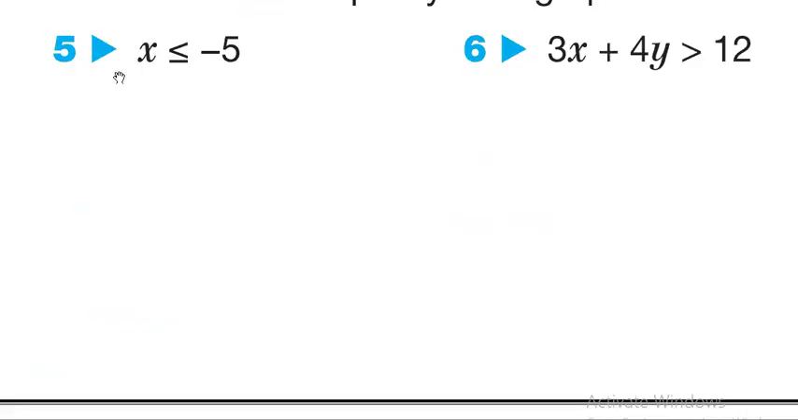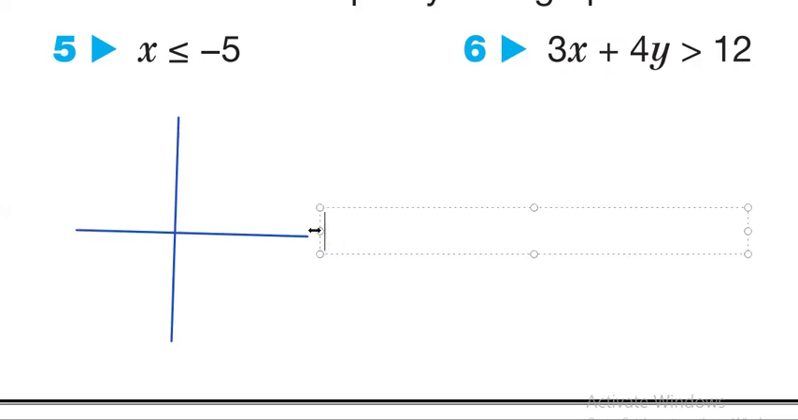Okay, now in this question, we're going to illustrate these on a grid. We're going to put them on a grid. For example, here 5, we have x smaller than or equal to negative 5. First, of course, we're going to have a grid ready in the test. So first thing we do, this is the grid, for example. This is the x-axis, and this is the y-axis.